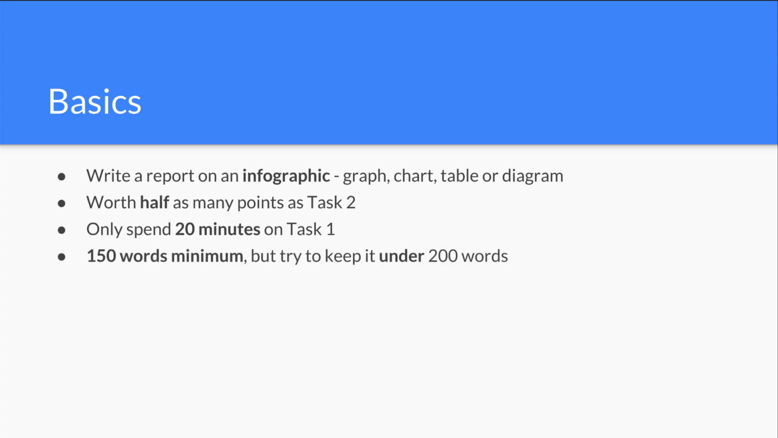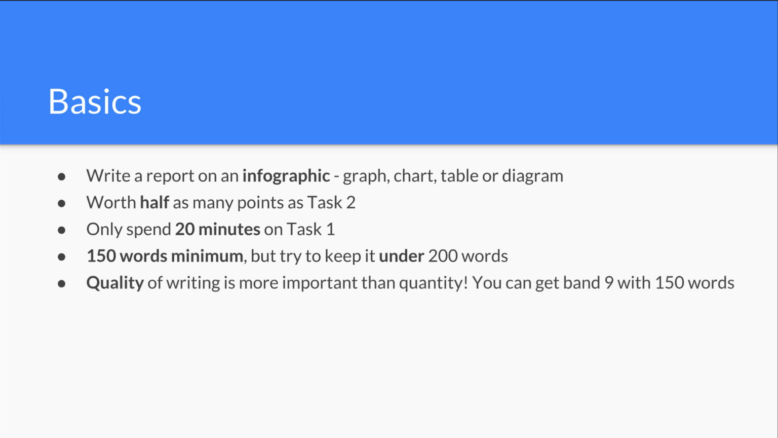When it comes to the number of words, you have to write at least 150 words, and you should definitely not go over 200 words, because then you risk cutting into the time that you have left for writing the Task 2 essay. Now this is an important point. The quality of your writing is far more important than the quantity of your writing. It's better to write a shorter essay with no mistakes than to write a longer essay with several mistakes. In fact, you can even get a band 9 with just 150 words.